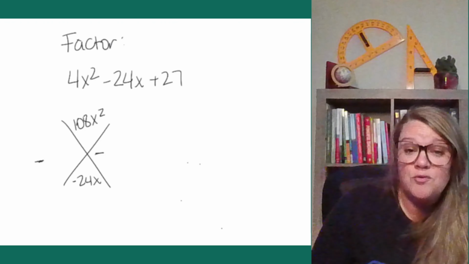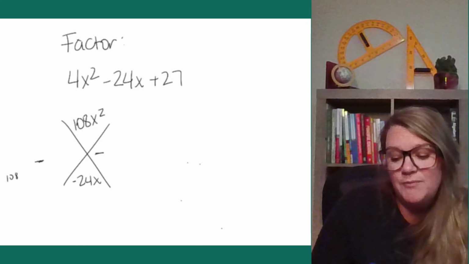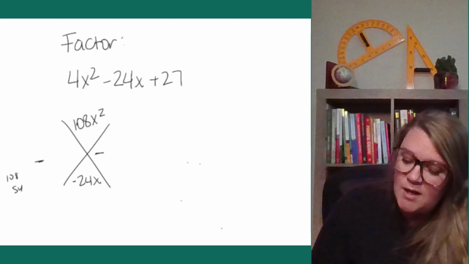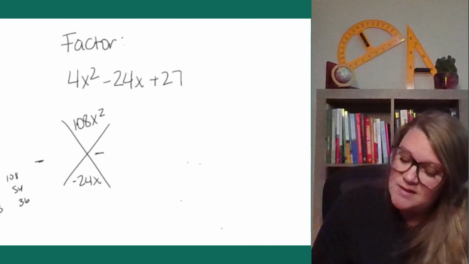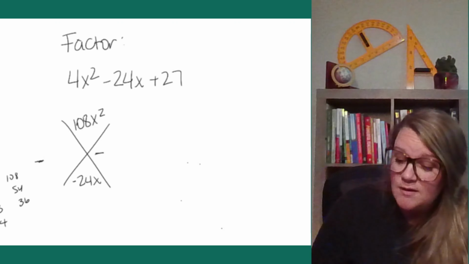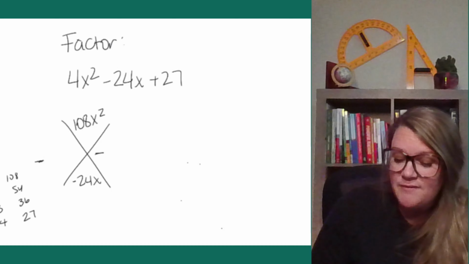So I'm going to go through the factors of 108. I have 1 and 108. Definitely can't give me a 24 when I add them. I have 2 and 54. Probably not. I have 3 and 36, I think. Still not there. I have 4 times 27. 4 and 27, not there.